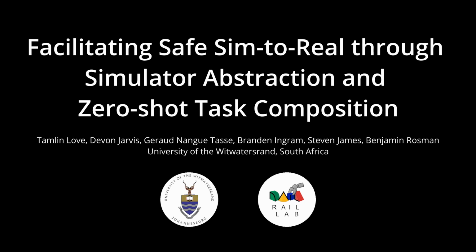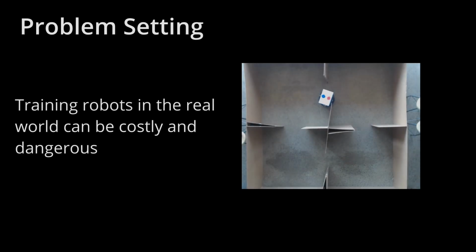Facilitating safe sim-to-real through simulator abstraction and zero-shot task composition. In order to deploy autonomous robots in the solving of complex real-world tasks, these robots need to be trained in some way. Training a robot in the real world can be incredibly difficult, however, due to potentially very long training times, high operating costs, and the danger a robot may pose to itself and the environment around it.